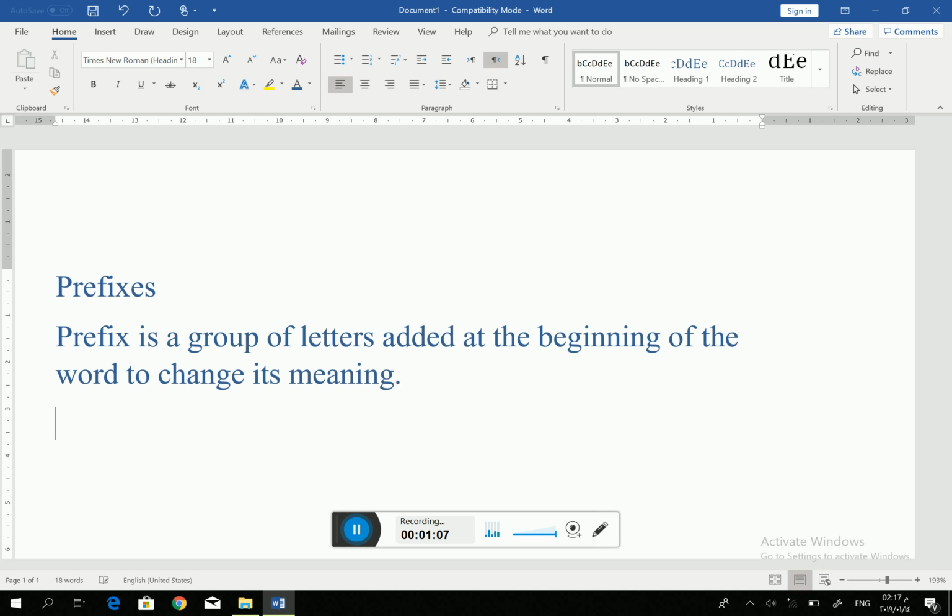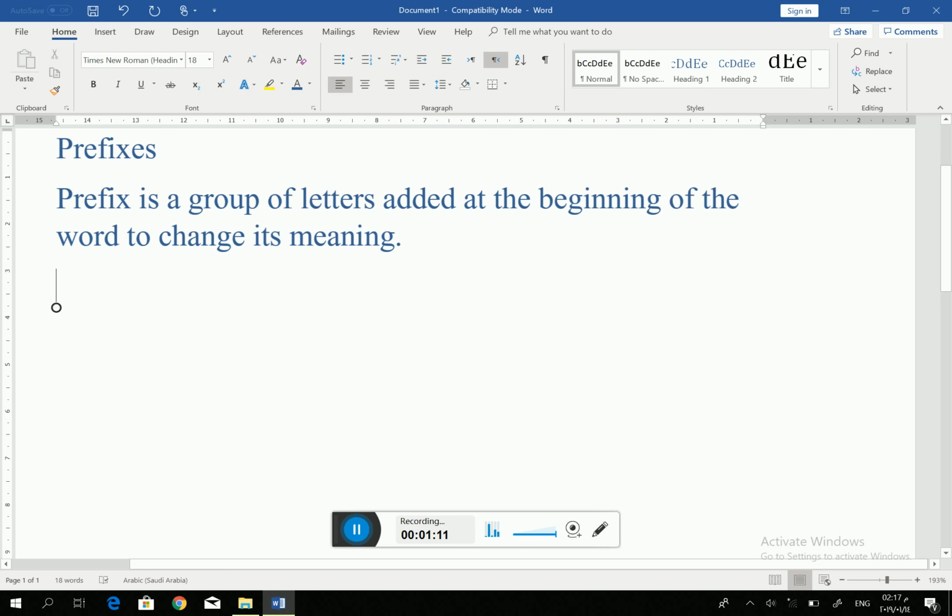So we can add 2 letters, 3 letters, maybe 4 letters at the beginning of the word, and like this you can change the meaning of the word. In this way you increase your vocabulary with a simple device. Let's have an example to clear our idea.